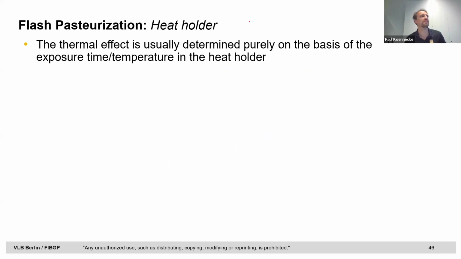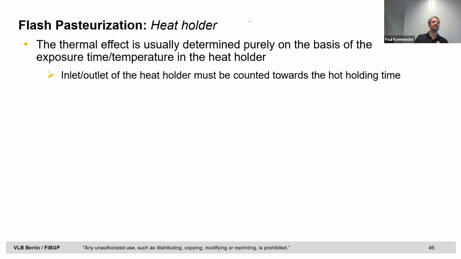The heat holding is another thing. The thermal effect is usually determined purely on the basis of exposure time at a certain temperature in the heat holder. So the inlet and outlet of the heat holder also must be counted towards the hot holding time. So not only the area where your heat holder really is, but also the few centimeters of when it goes to the heat holder. Everything after the heating up is counting as the lane for heat holding, and you have to have this in mind when you really want to calculate your pasteurizing units. Of course, the constructors of the machines will give you the calculation for that, in terms of that your program will normally calculate your pasteurization units for this.